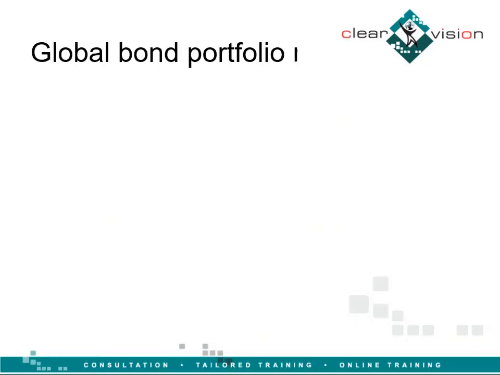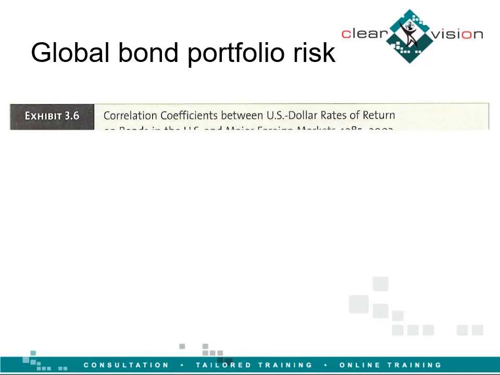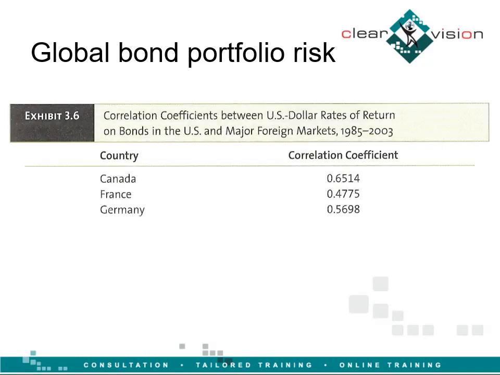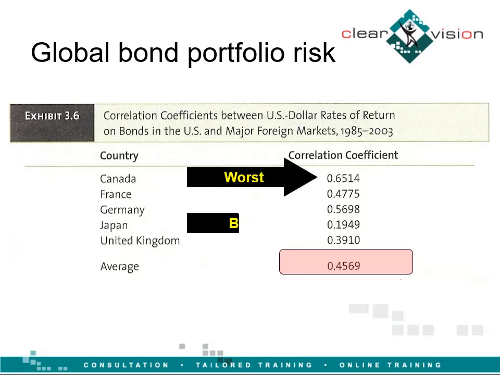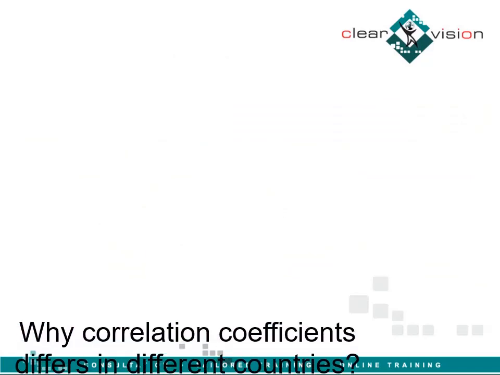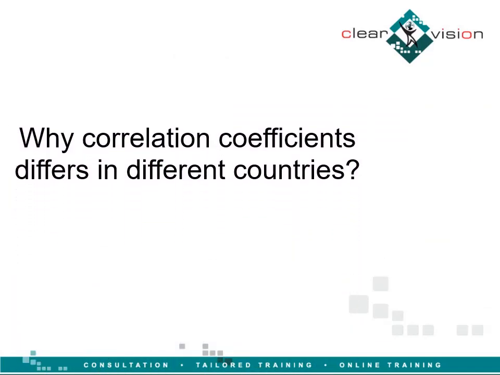Correlation coefficients between US dollar rates of return on bonds in the US and major foreign markets between 1985 and 2003 are presented in this table. Note the variations of correlation coefficients among different countries. The highest correlation coefficient is in Canada, which means the lowest benefit could be achieved for an American investor. And the lowest was in Japan, where the maximum benefit could be achieved for an American investor by reducing the portfolio risk.